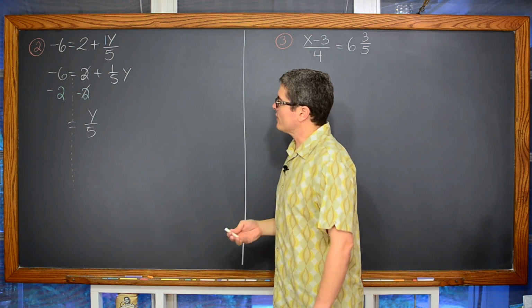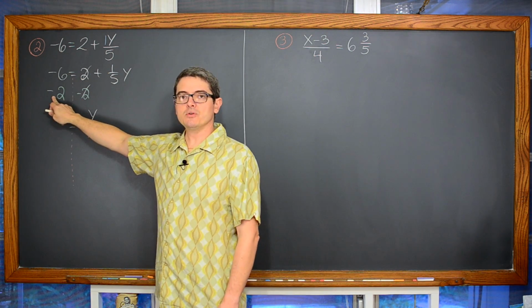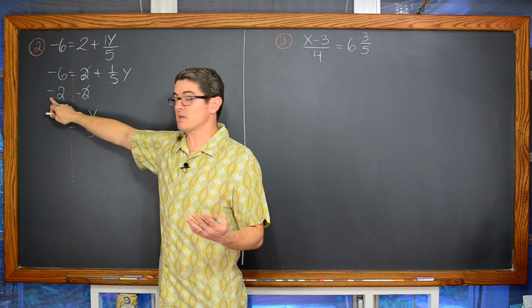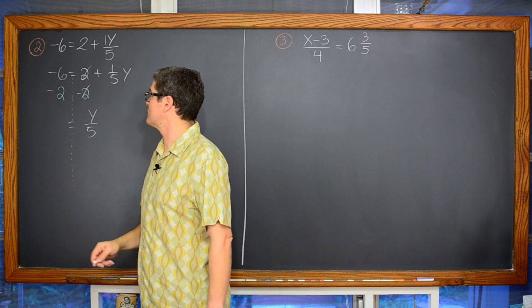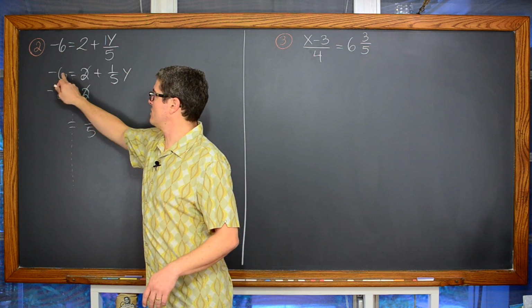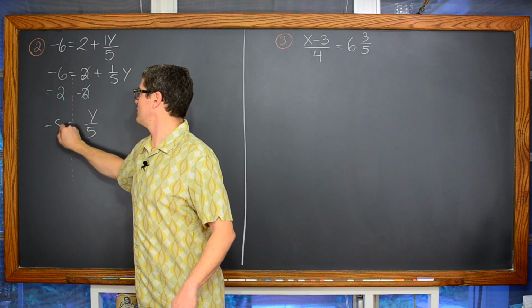And over here we have -6 minus 2. When you're combining numbers with the same sign, you want to add those numbers and keep the sign. So -6 plus -2, that's another way of saying it. -6 plus -2, or -6 minus 2, is going to be -8.